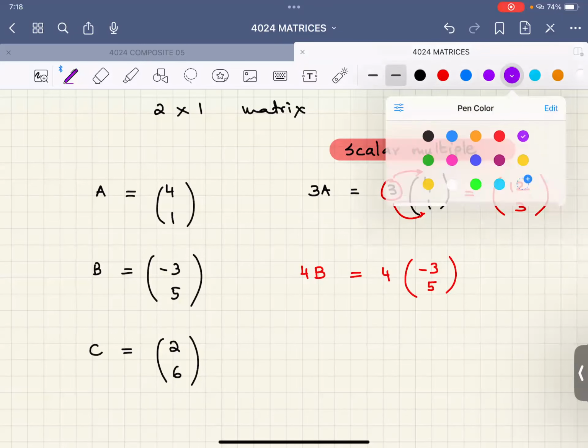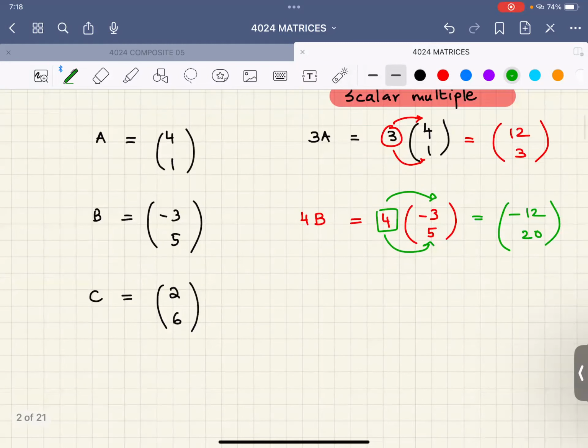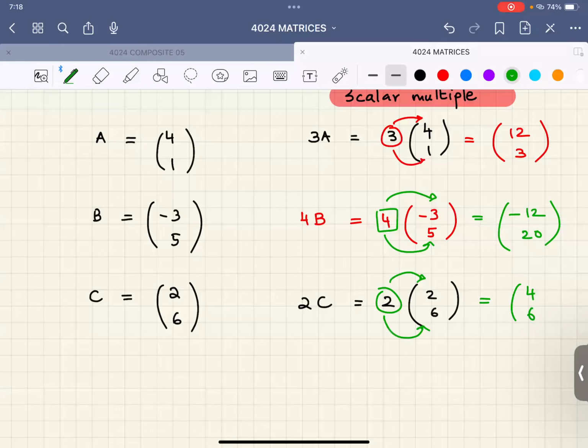Similarly, if I'm interested in finding 4B, that is 4 multiplying with -3 and 5. So therefore, we have 4 multiplying with -3, that is -12. 4 multiplying with 5, that is 20. So this is what I get. Let's say I'm interested in multiplying 2C. That is 2 multiplying with 2 and 6. So therefore, this 2 multiplies with this 2. This 2 multiplies with this 6. That comes out to be 4 and 12 over here.